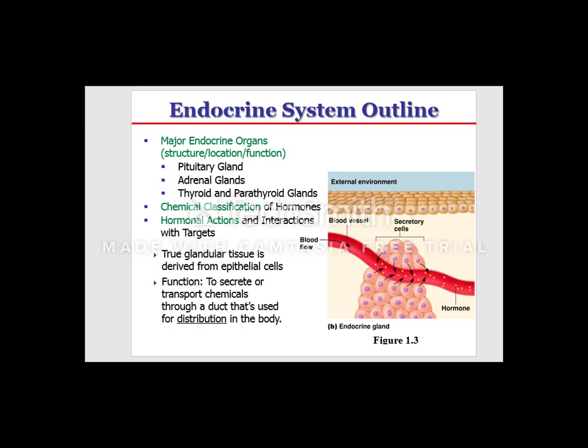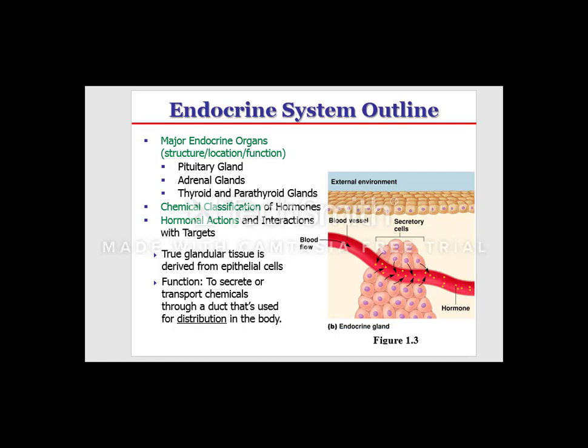First, I'd like to review with you the learning goals for this chapter, which includes the endocrine system. Major endocrine organs, their structure, location, and function, including the pituitary gland, adrenals, thyroid, and parathyroid glands. Chemical classification of hormones and hormone actions and interactions with their targets. I will try to summarize these major learning goals with you in this short video recording.